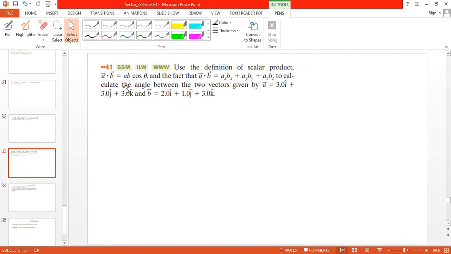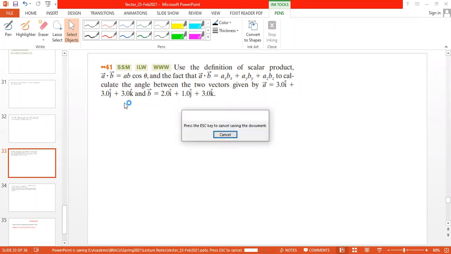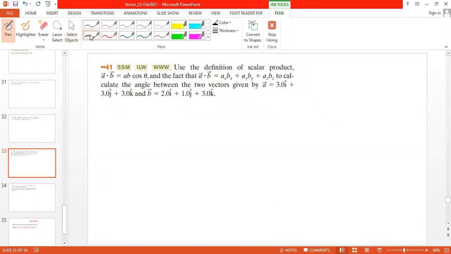Problem number 41, here they are saying, use this formula to calculate the angle between two vectors that is given by A equal to 3i plus 3j plus 3k and B equal to 2i plus 1j plus 3k, okay? So two vectors are given here. Vector A is 3i plus 3j plus 3k and vector B equal to 2i plus 1j plus 3k. And what I have to do, I have to find the angle between these two vectors. Clear? So let's solve it.